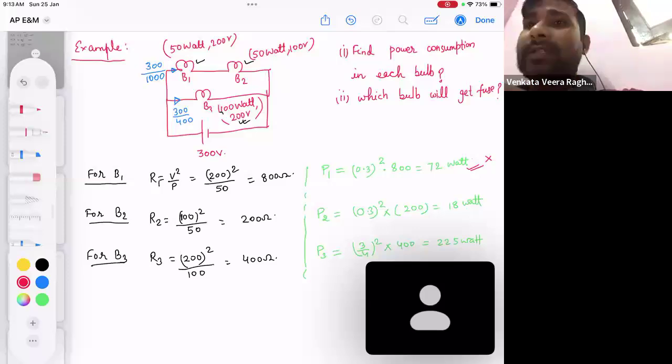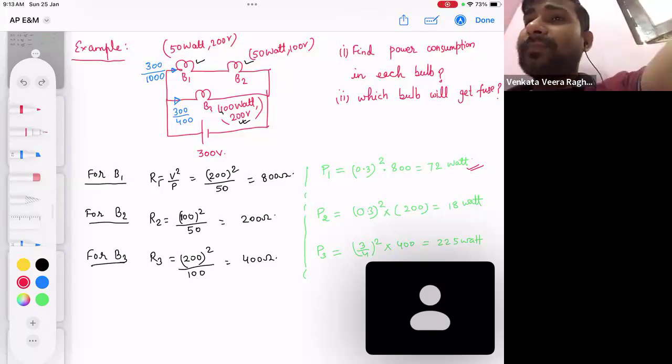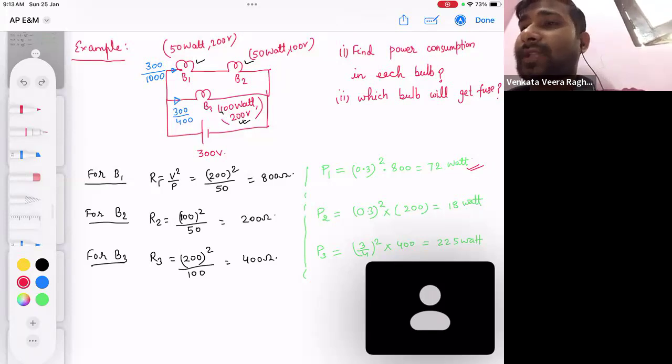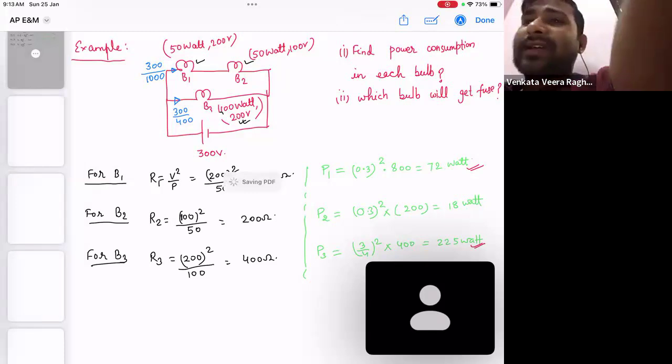Understood? What will happen with bulb number 1? It will get fused. Fuse means what? It will burn. The filament will burn out. P2 will remain safe. P3, 225 watt, is also getting fused. Understood? Or burn out. So tell me, if I ask you in this question, what is the power consumption? What will you answer? 18 watt?